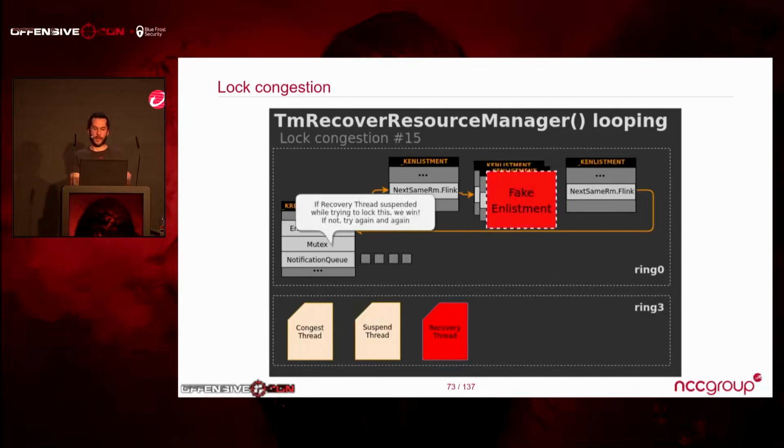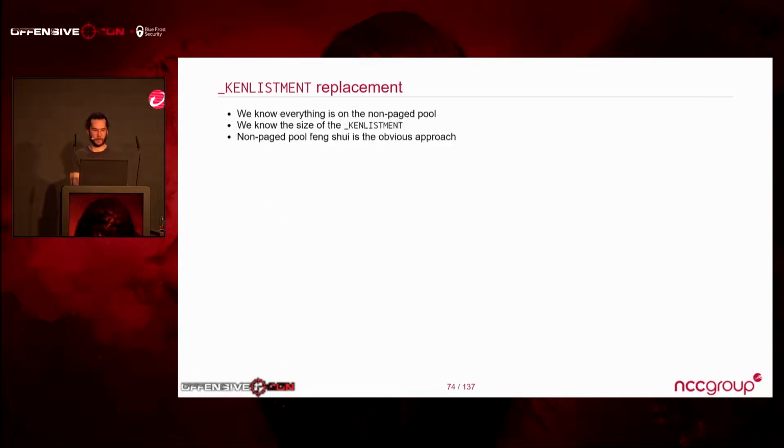And what happens is, if the recovery thread was suspended at the right place, then we win the race, and we basically get a use after free. And if not, then we can try again. So now we have the problem of how do we replace the object. We know everything is on the non-paged pool. Pool is just the term for the kernel heap. We know everything is on the non-paged pool, and we know the size of the enlistment. So non-paged pool feng shui is the obvious approach.